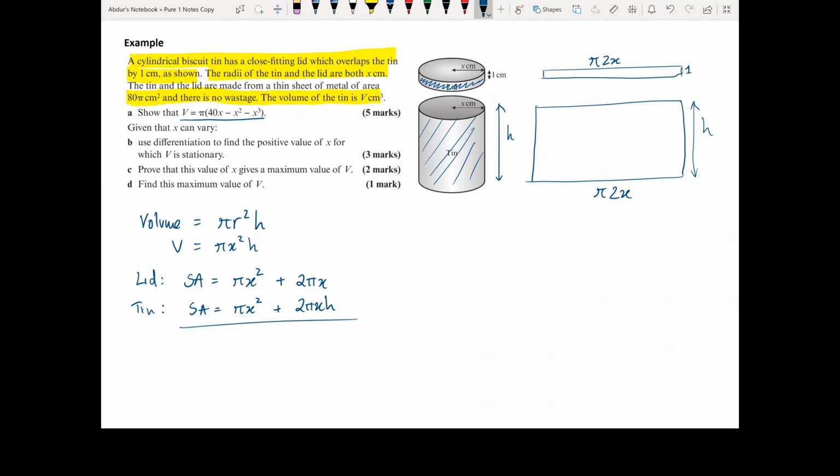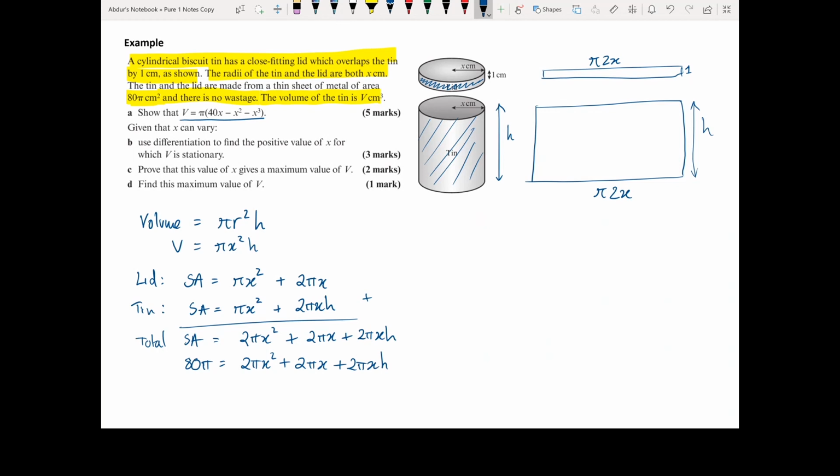So we need to add these up here. If we add these up, we get total surface area, which is equal to 2 pi x squared plus 2 pi x plus 2 pi x h. And we know that this total surface area was given to us in the question. It's 80 pi. So we can say 80 pi is equal to 2 pi x squared plus 2 pi x plus 2 pi x h.